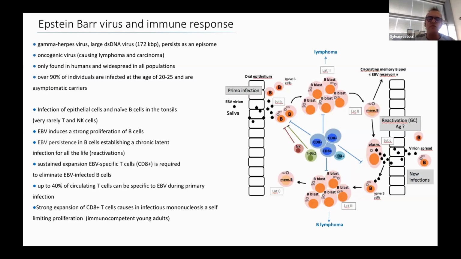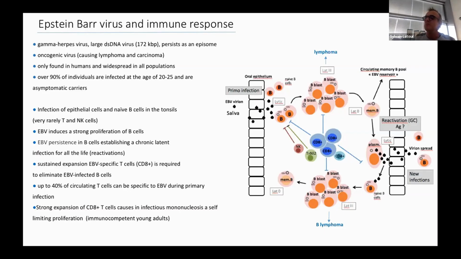However, some of these proliferating B cells will escape the immune response, and there is a shutdown of the viral gene expression program in these cells. These cells become invisible to the immune system, acquire a B cell memory phenotype, and return to the blood circulation in secondary lymphoid organs, and they will form the reservoir of EBV for life.